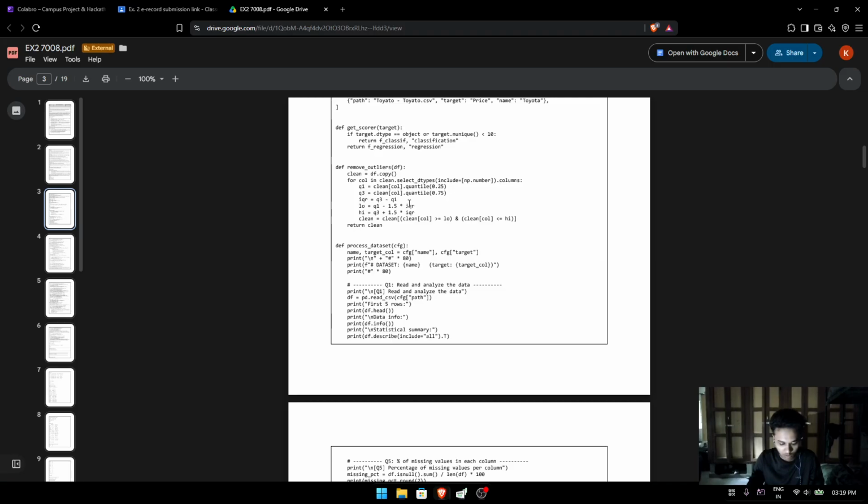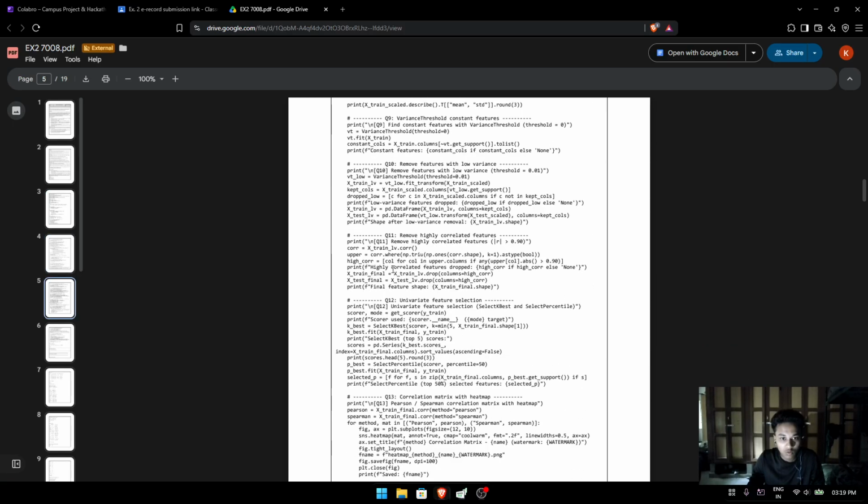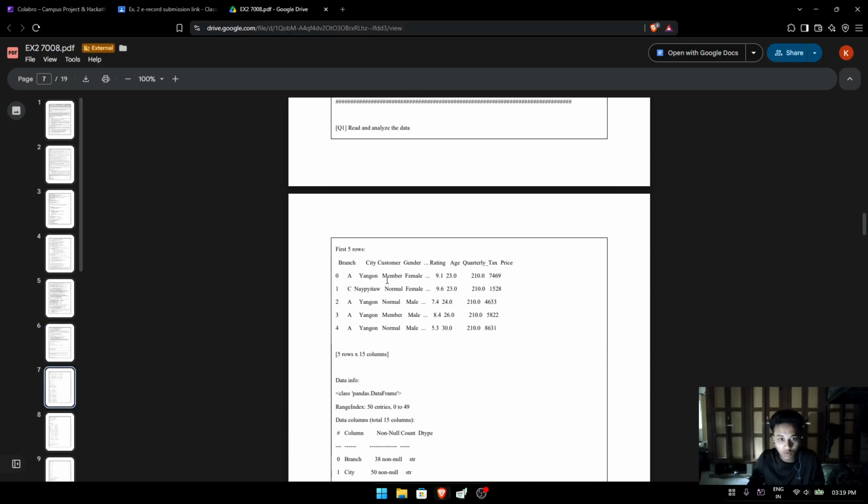The first question, I load the dataset and check its rows, columns, data types, and statistical information. For the first one, we got the output like this.